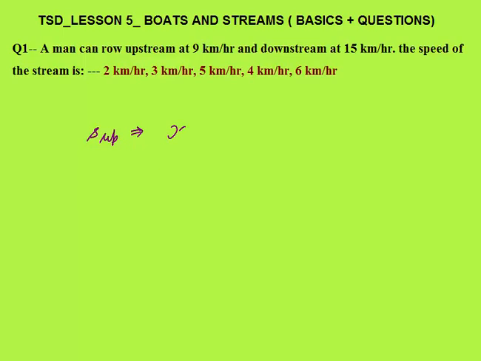Upstream speed is x minus y, where x is the speed of boat, y is the speed of stream. X minus y, this is 9 km per hour. Speed downstream. Downstream means that you are moving along the stream. Your speed will be more, x plus y. This is 15 km per hour.